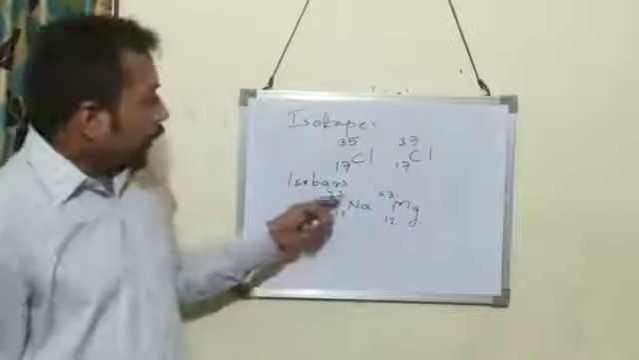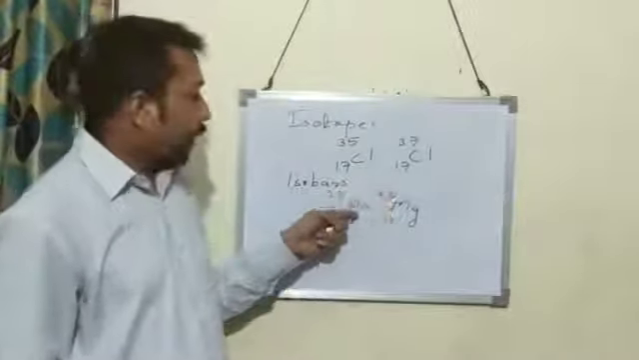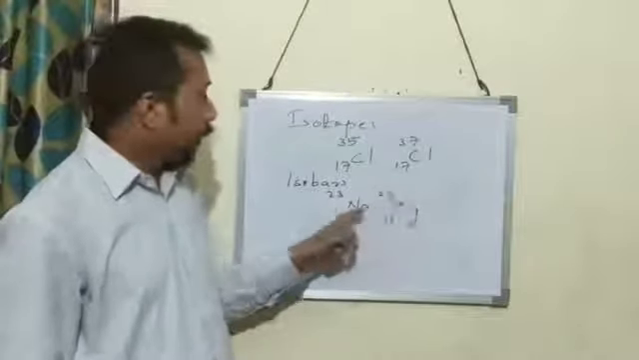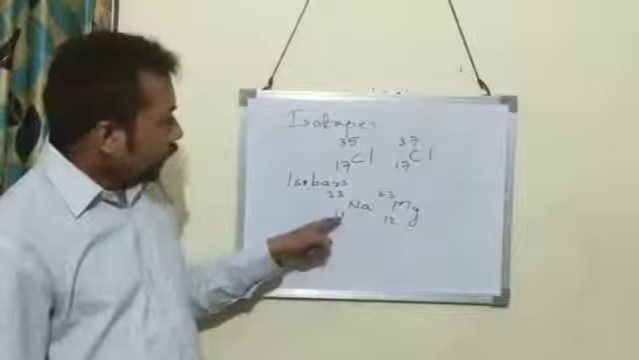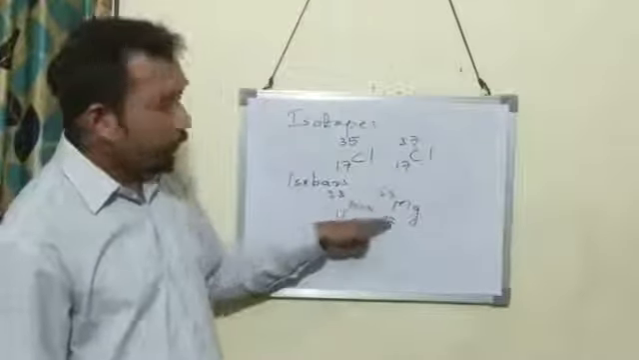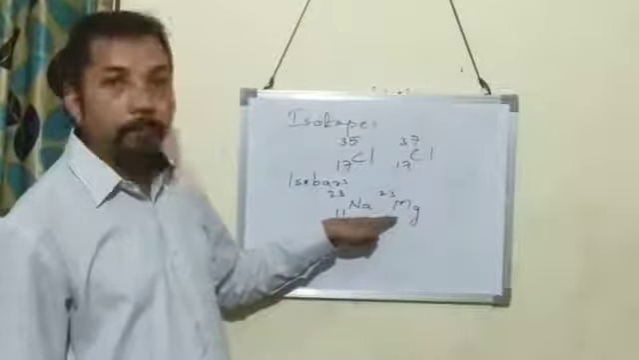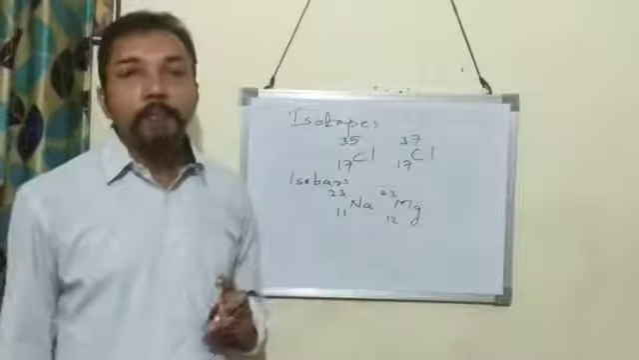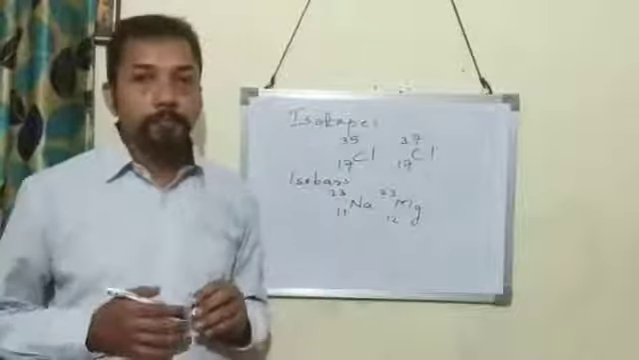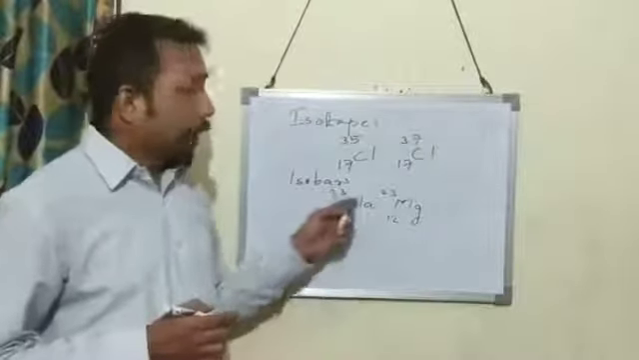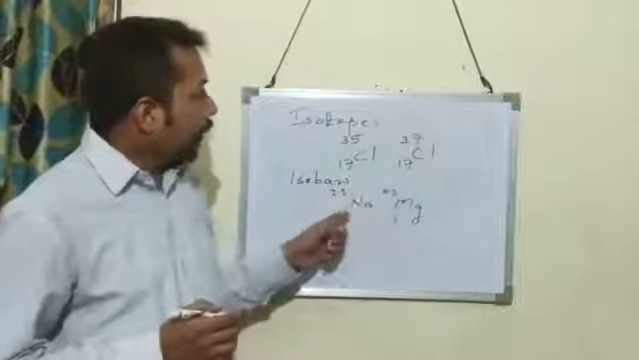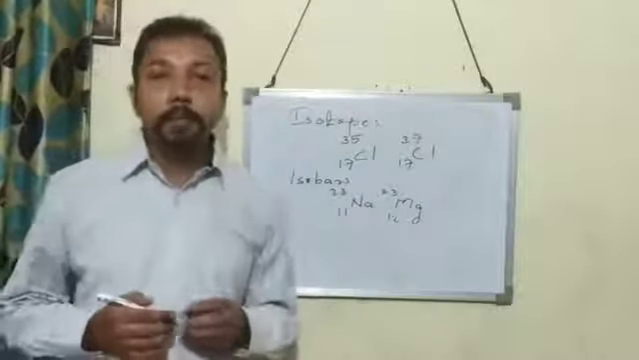So you can see that they have the same mass number. They are atoms of different elements having the same mass number but different atomic number. They are known as isobars. Isobars are the atoms of different elements having the same mass number but different atomic number.